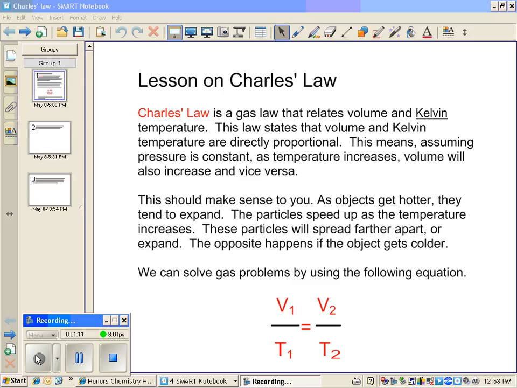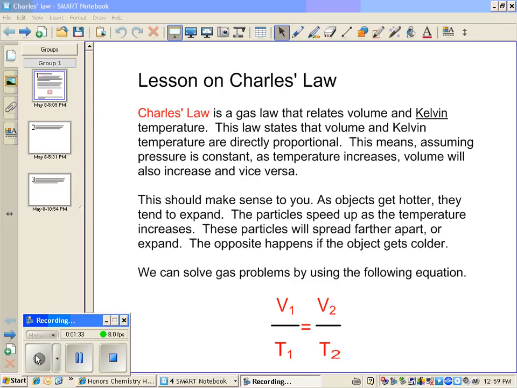So that's what happens here. You would expect if you increase the temperature, the volume should get bigger. If you decrease the temperature, the volume should get smaller. We have an equation for that too. Here's the equation: V1 divided by T1 equals V2 divided by T2.